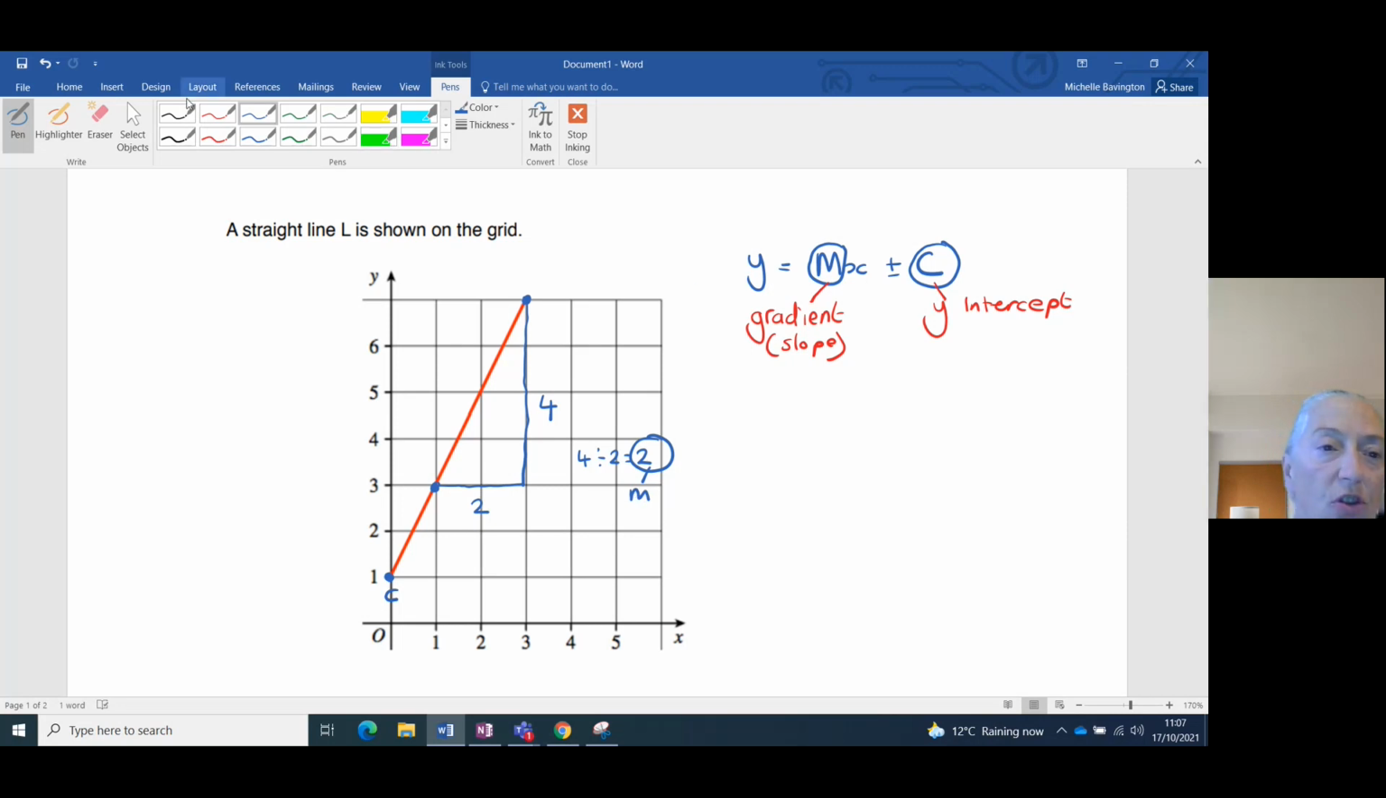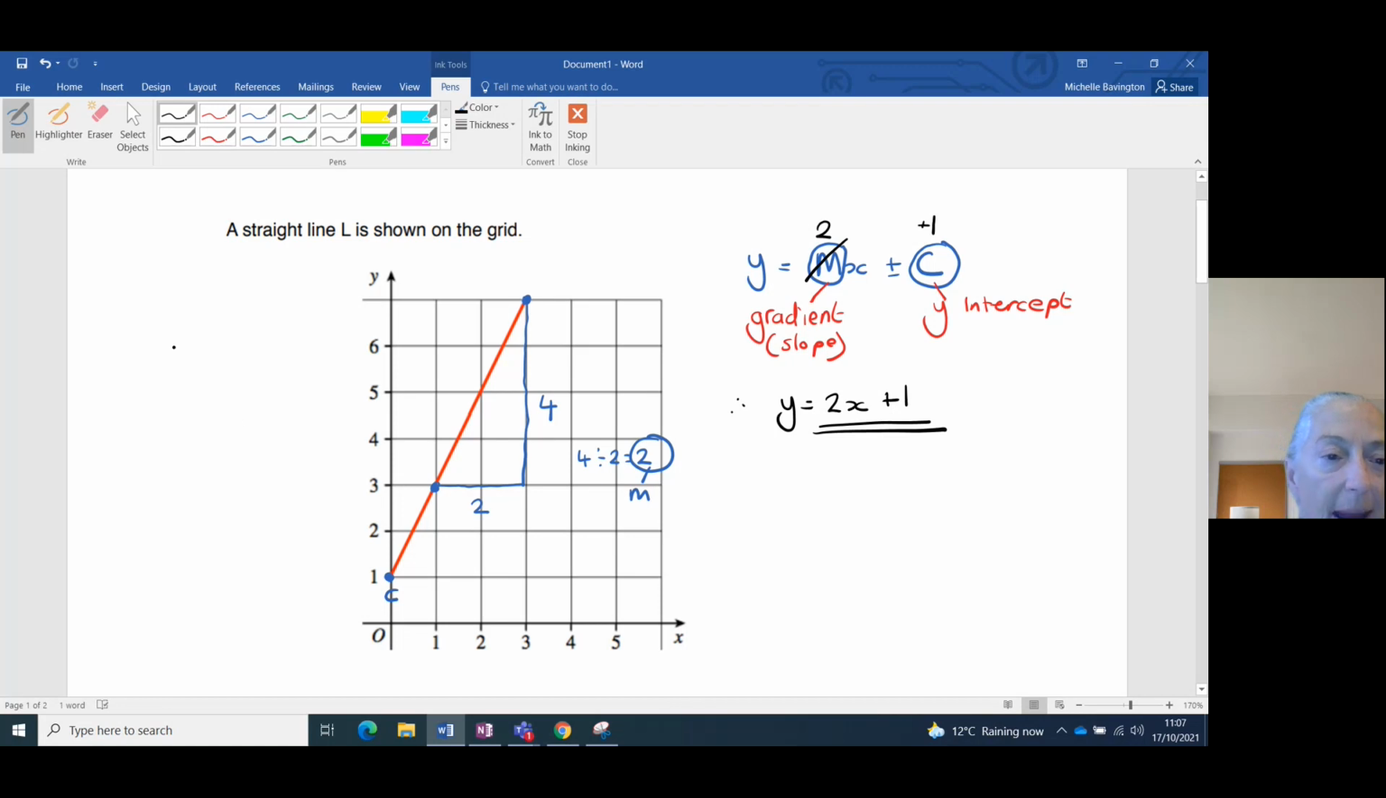So now we can substitute that in. We've got m is 2 and the y-intercept is 1. Therefore, we've got y equals 2x, and it's definitely on the plus, that's positive, plus 1. And that's our equation of a straight line.